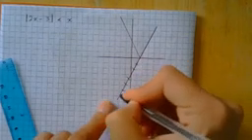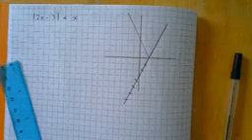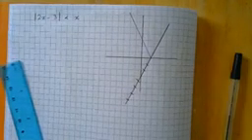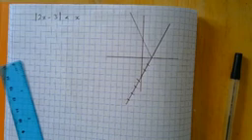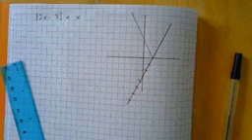I might just keep working on this one. So you could do it in pencil, and then you could make this part dotted to make it clear that that isn't involved in your picture. So that's my modulus graph there.